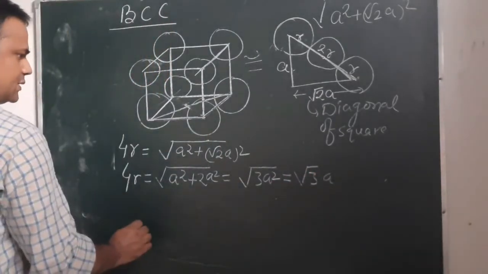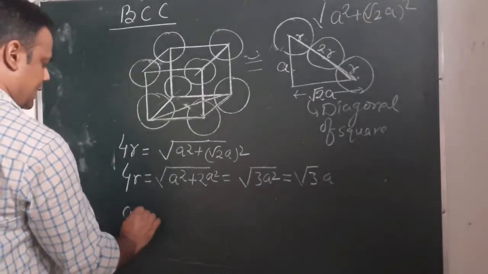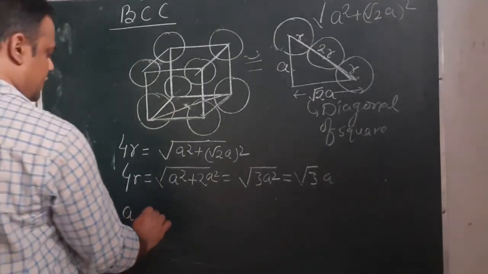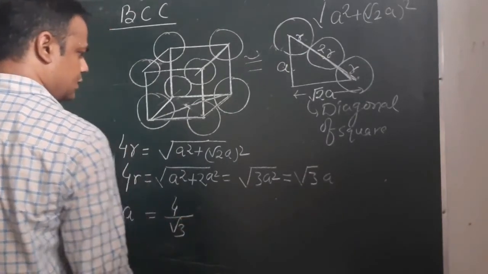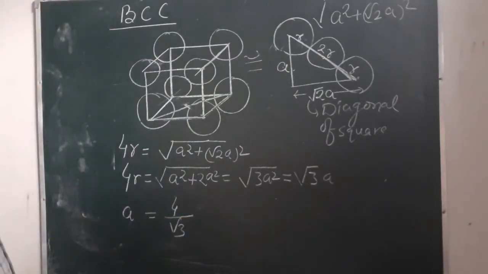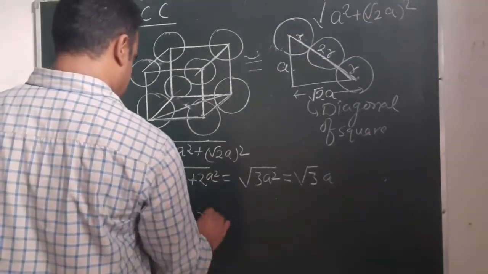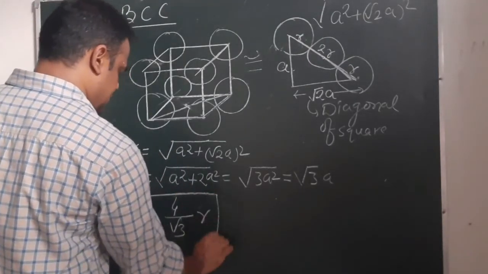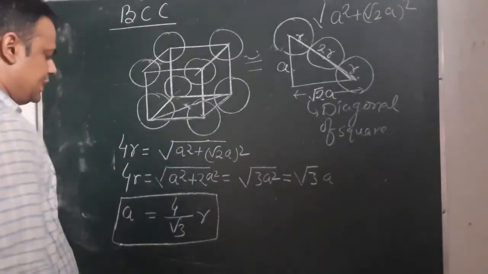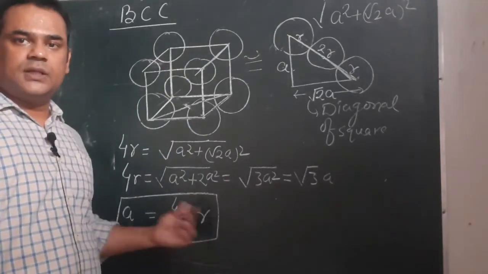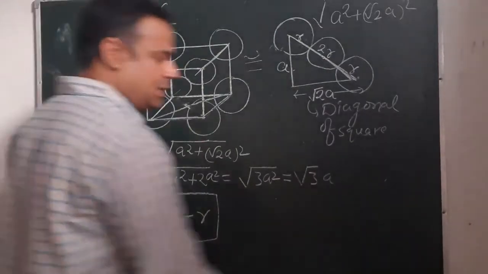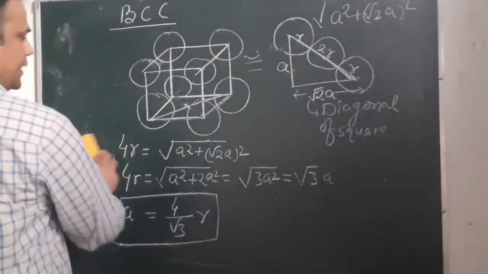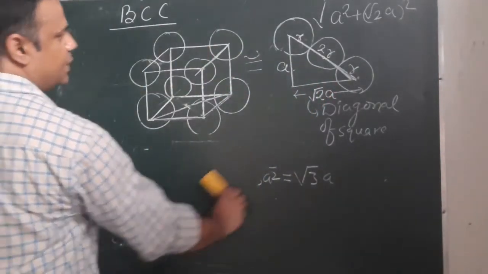From here we can establish the relation a is equal to 4 by root 3 r. So this is the relationship between edge length and radius of the sphere. Once we have determined this, next we have to find the number of atoms per unit cell.